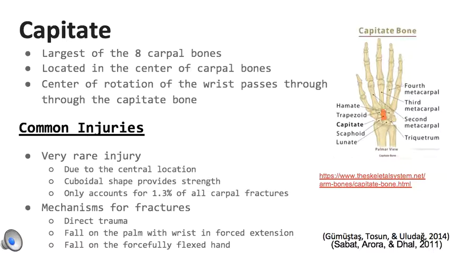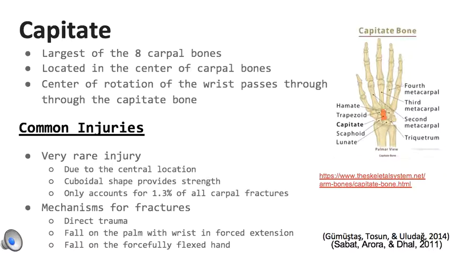The capitate bone is the largest of the 8 carpal bones, and as you can see in the picture, it is located in the center of the bones. Because of this central location, the center of rotation of the wrist passes through the capitate bone. Injury to this bone is very rare and only accounts for 1.3% of all carpal fractures. This is due to the fact that it is centrally located, so other bones protect the area around it. Also, it is a cuboidal shape, which provides strength, making it less prone to fracture.